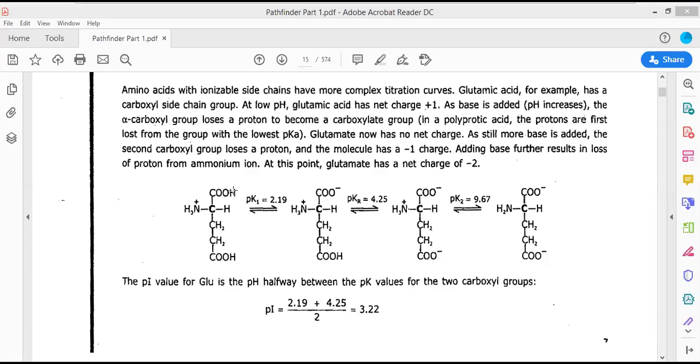In the case of acidic amino acid, the carboxylic functional group of the main chain is ionized first, and in the case of basic amino acid, the side chain amino group will be ionized first. Okay, so this has to be remembered. You must remember this.